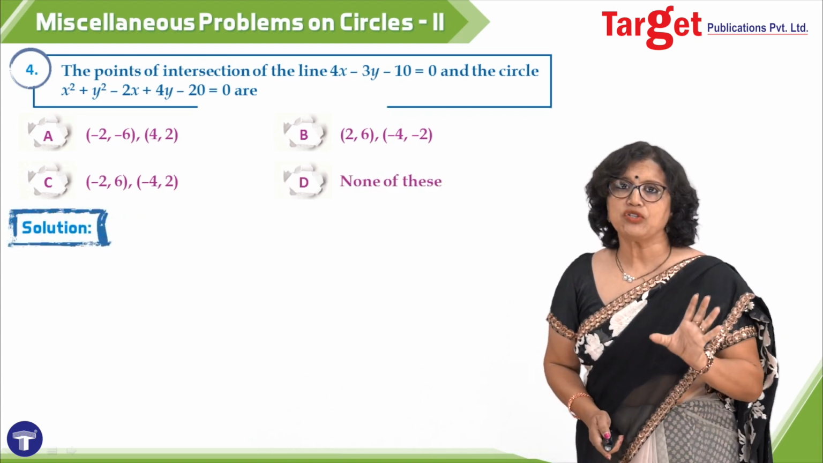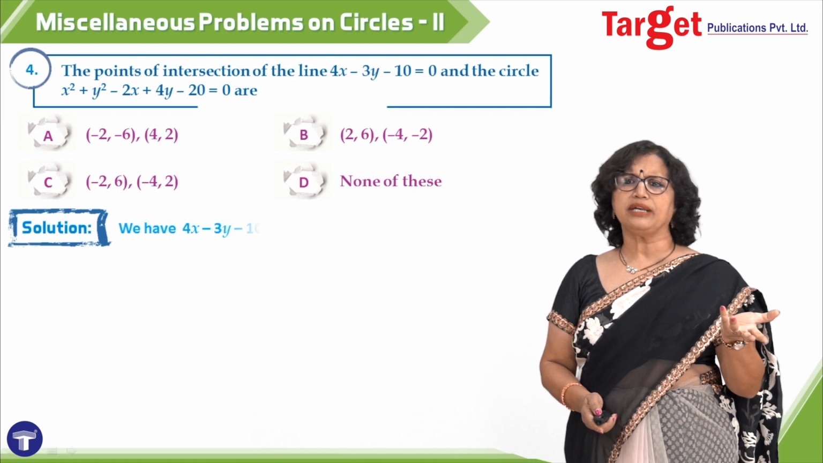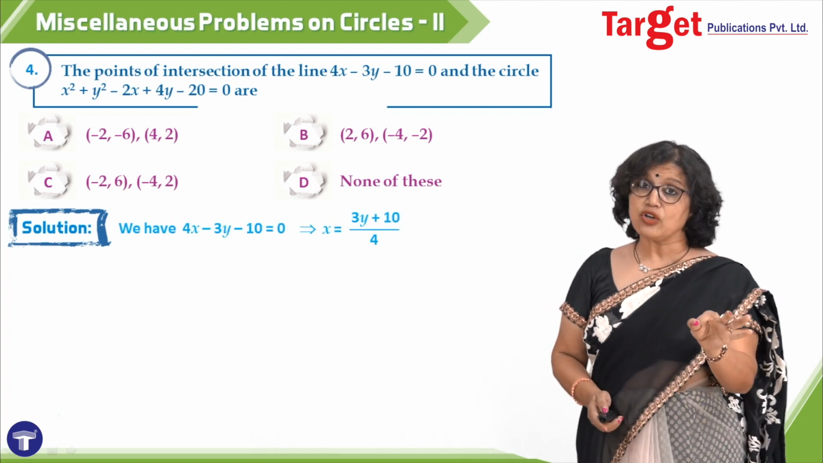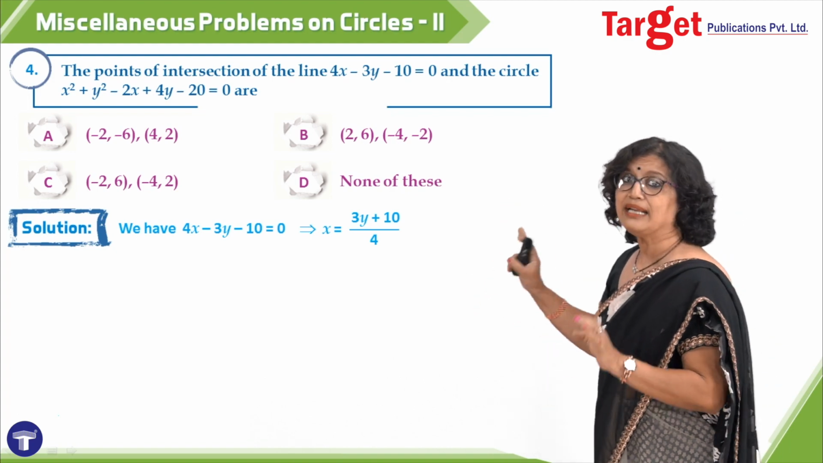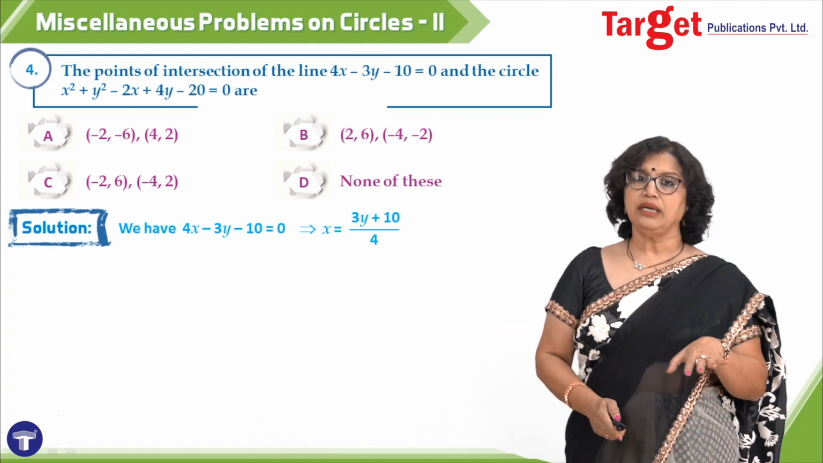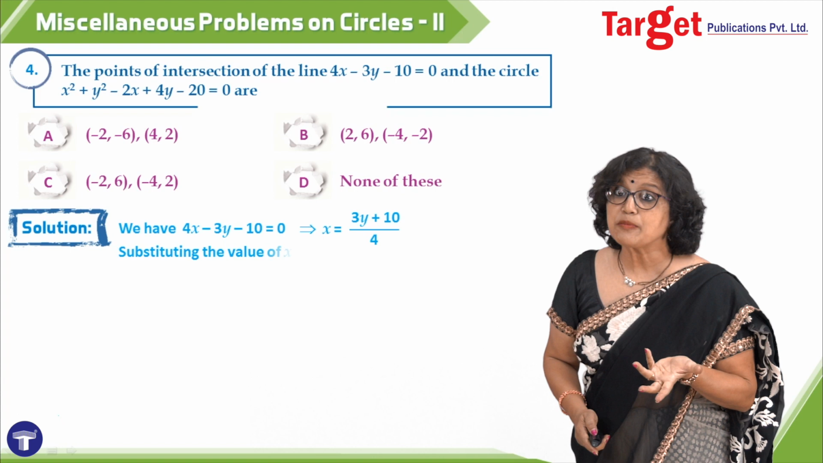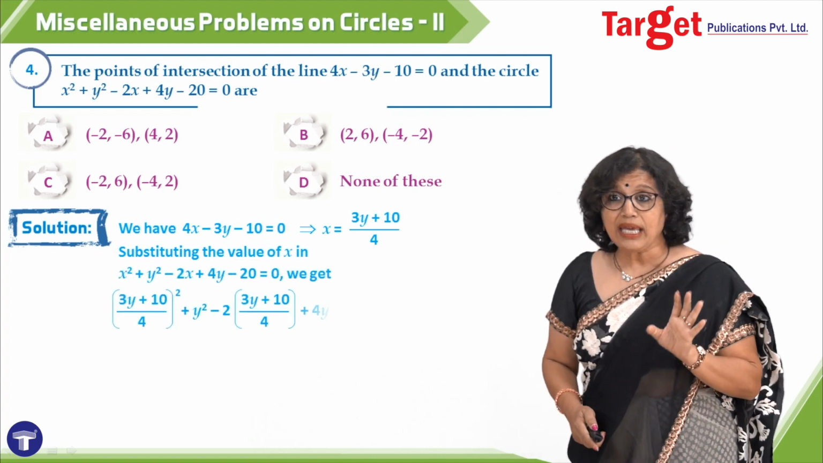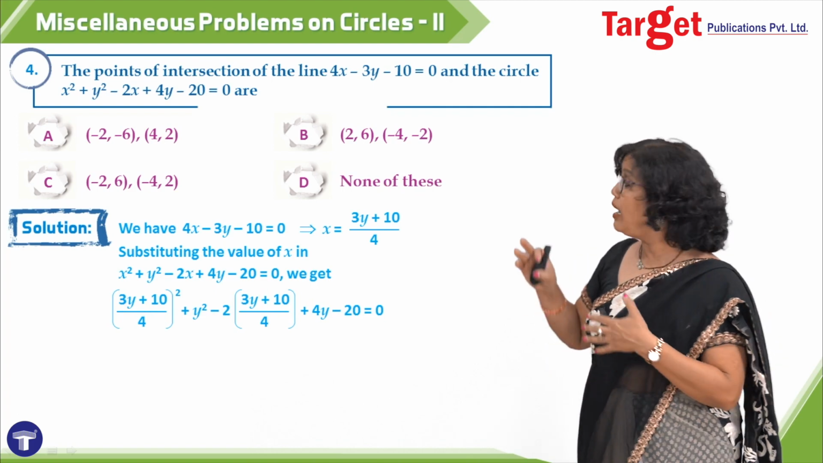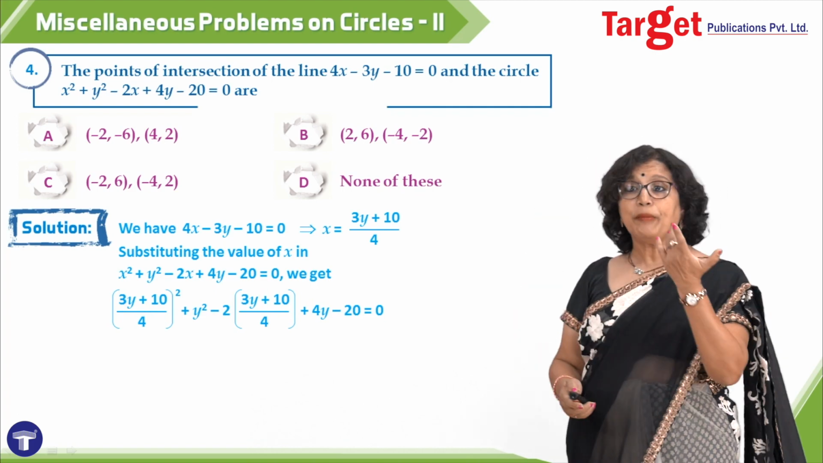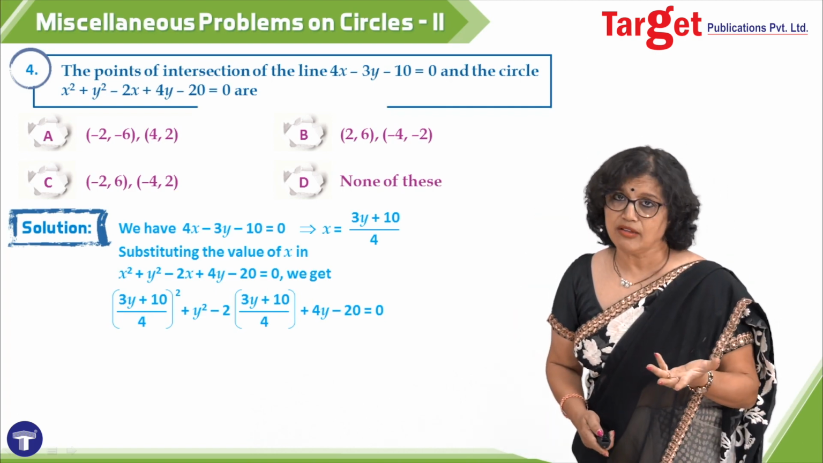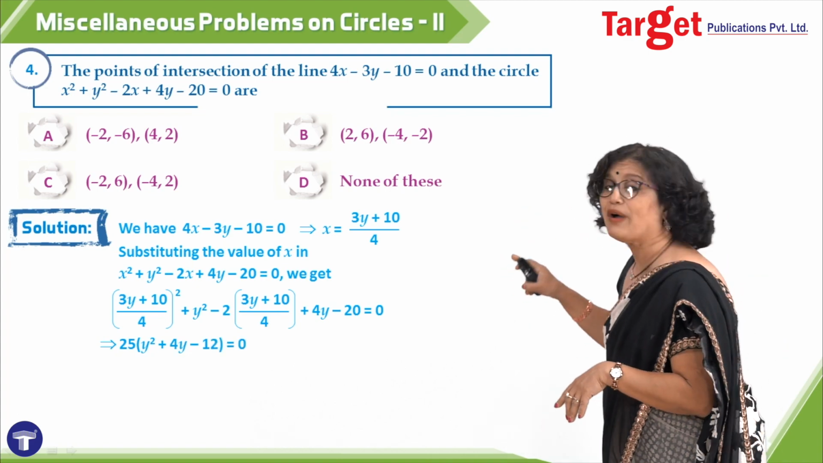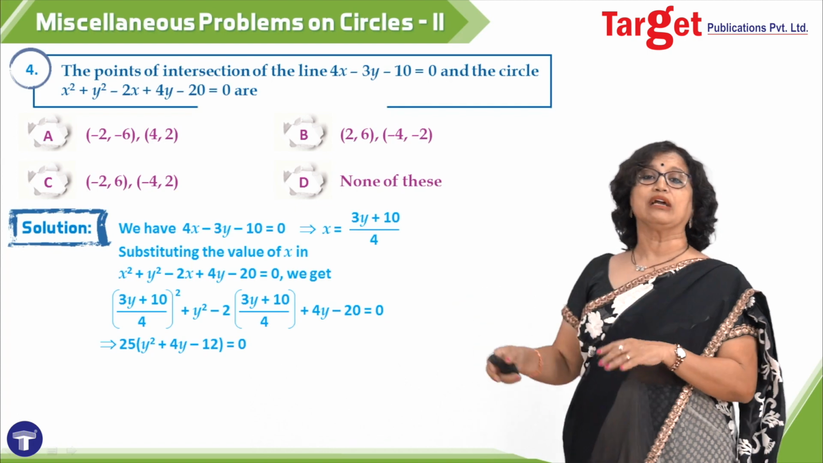Now we have to get the points of intersection. How do we find points of intersection? Actually, just by solving 2 equations. So from the equation of the line, I try to write x, and that is (3y + 10) upon 4. What will I do with this? I will substitute this in the equation of the circle to get one equation in terms of y alone, and it would be a quadratic equation in y. So on simplification, what I get is 25 into (y square plus 4y minus 12) equal to 0.